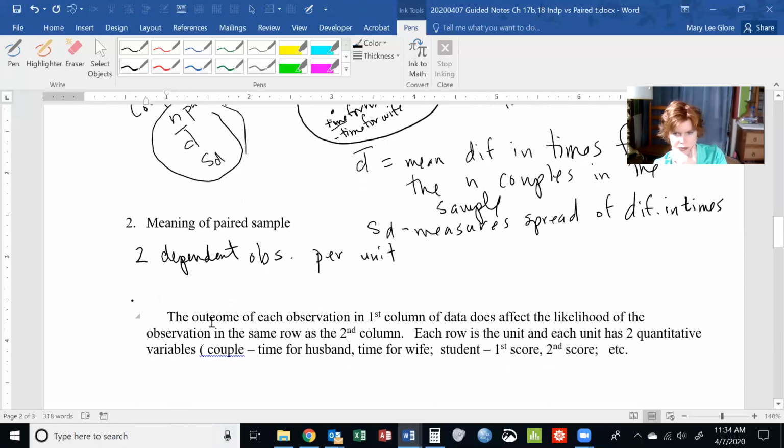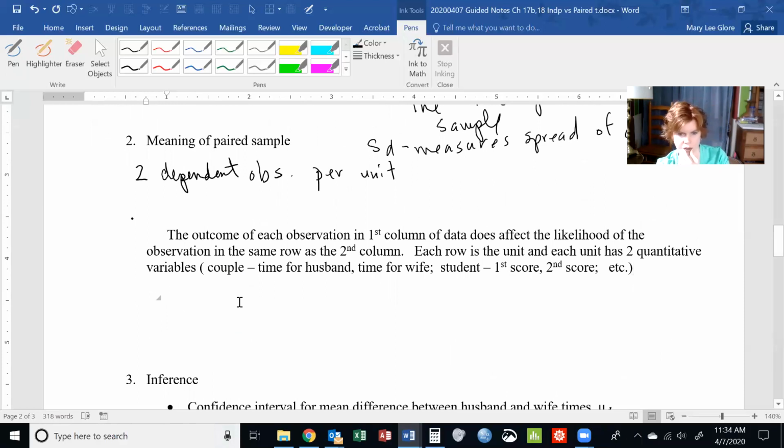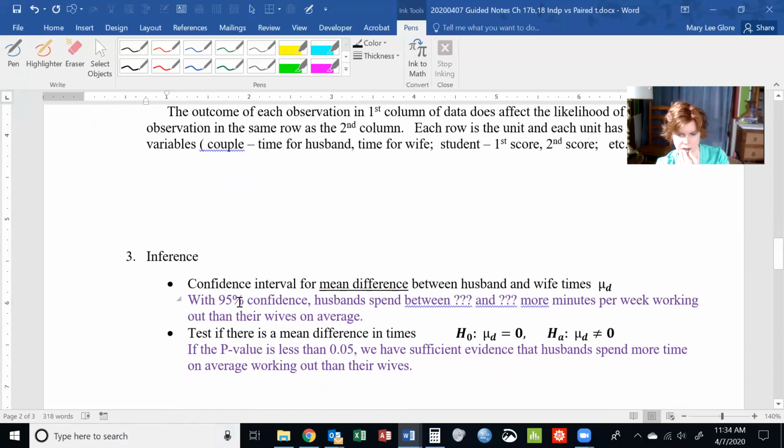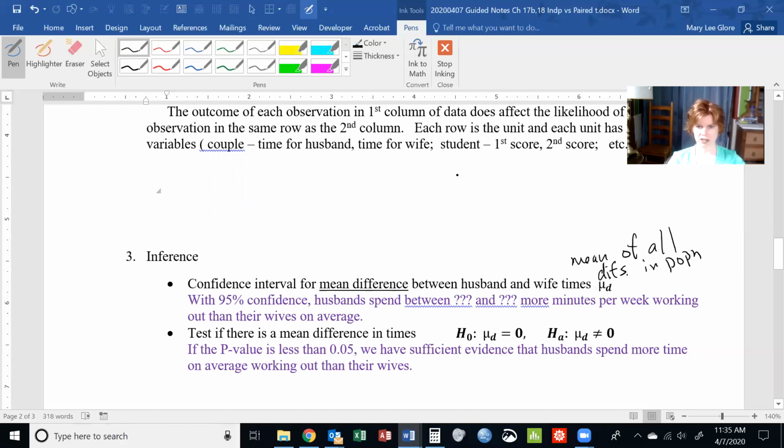So when I do inference on a paired t, it's going to be for this mu d, which is the mean of all the differences in the population. And I will use d bar to estimate it. So if I do a confidence interval, I'm going to estimate the difference. I'm not estimating the mean time for the husband or the wife, or the student's score on the exam, but how much better they did on the second one than the first one. So I do the second score minus the first one.